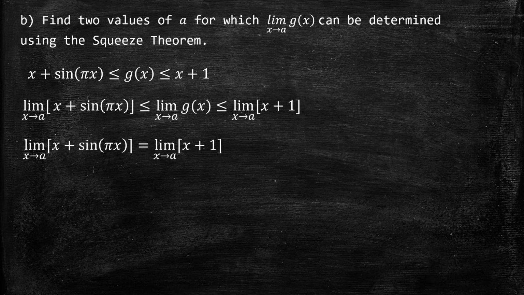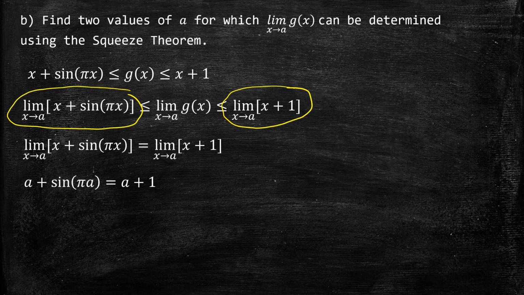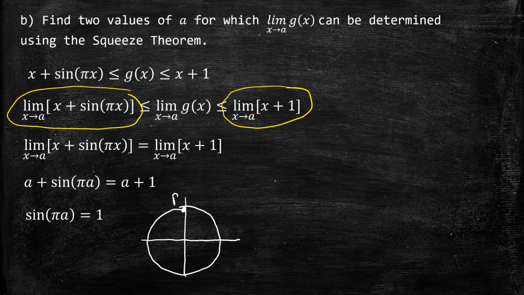And what really matters here, of course, if we want to be able to apply the squeeze theorem, is that this has to equal that. So that's what I've just extracted out in the next step. And I replace x with a throughout, so direct substitution. And I subtract a from both sides, and I get sine pi a equals 1. Now, clearly there are a lot of values for a for which that would be true. So if we go to this position P, we know that any rotation that lands us at P would indeed have a sine of 1. So there are a lot that would work.